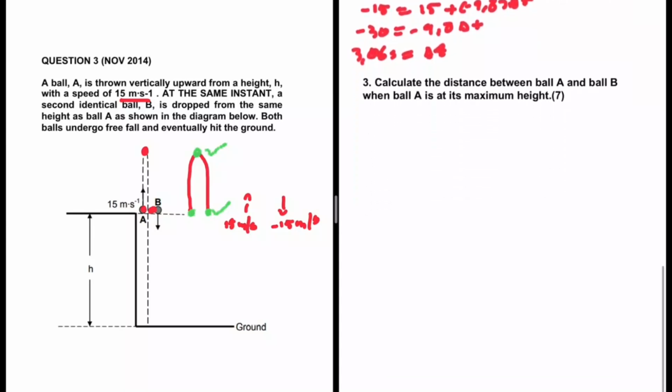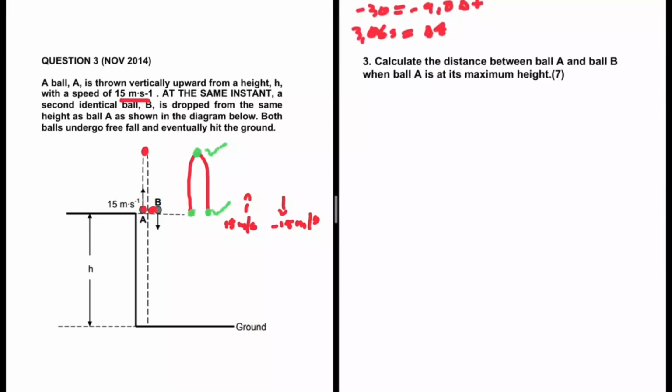The third question, calculate the distance between ball A and ball B when ball A is at its maximum height. How much time is taken by ball A to reach its maximum height? We know fully well that it takes 1.53 seconds. So there we go. We have our time. Like I've said previously, when a question is talking about distance, you have to be thinking of displacement. How can you calculate displacement? In 1.53 seconds, ball A reaches its maximum height.